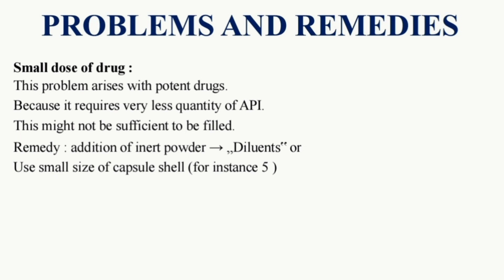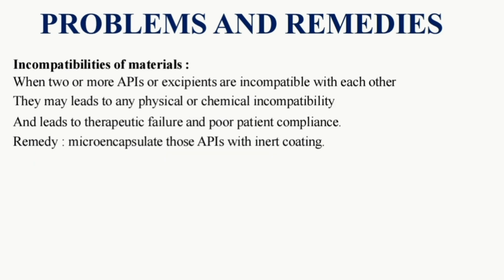for instance size 5. Then incompatibilities of the materials. When two or more active pharmaceutical ingredients or excipients are not compatible with each other, they may lead to physical or chemical incompatibility. That means chemical changes will occur at that point, which leads to therapeutic failure and poor patient compliance. The remedy for this is microencapsulation of those APIs with inert coatings.